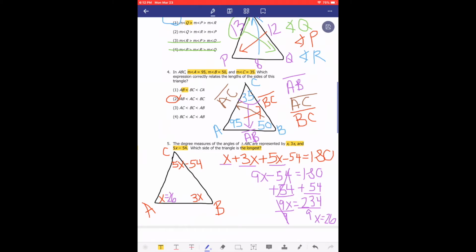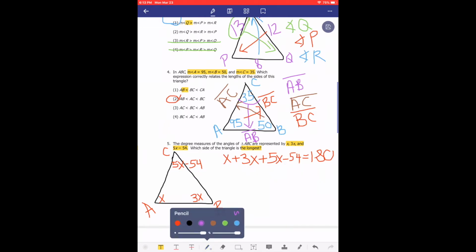For angle B, I have to plug it in. 3 parentheses 26. Plug that into your calculator. We're multiplying. You're going to get 78 for this angle B. Then we're going to plug in for angle C. 5 parentheses 26 minus 54. You should get 76. So I see that my angles are 76 degrees, 26 degrees, and 78 degrees.